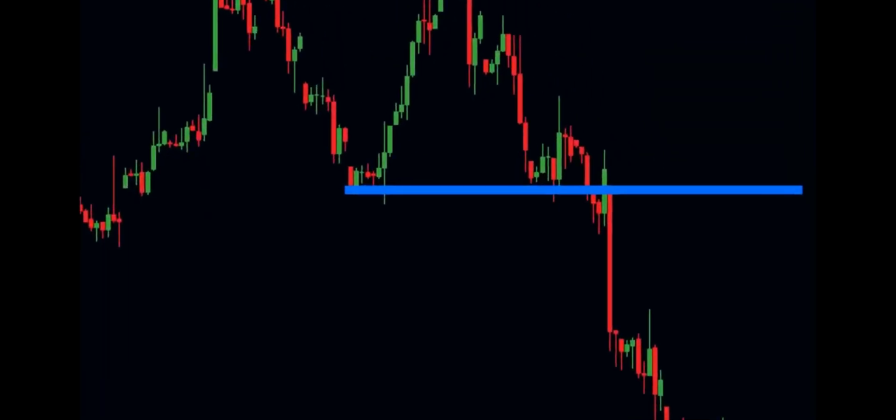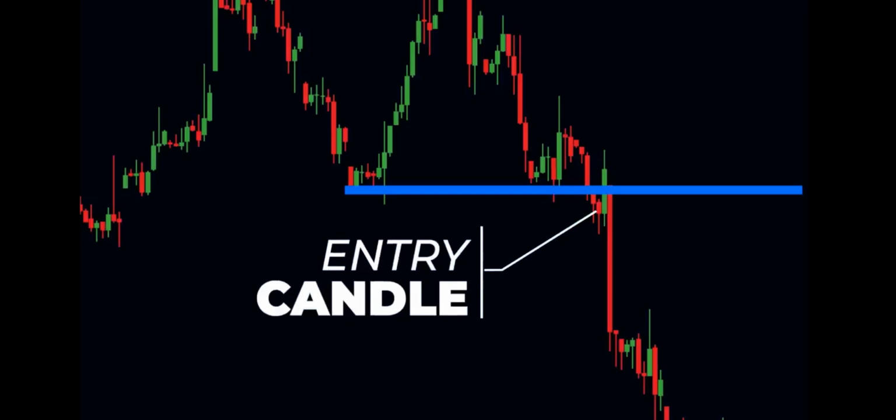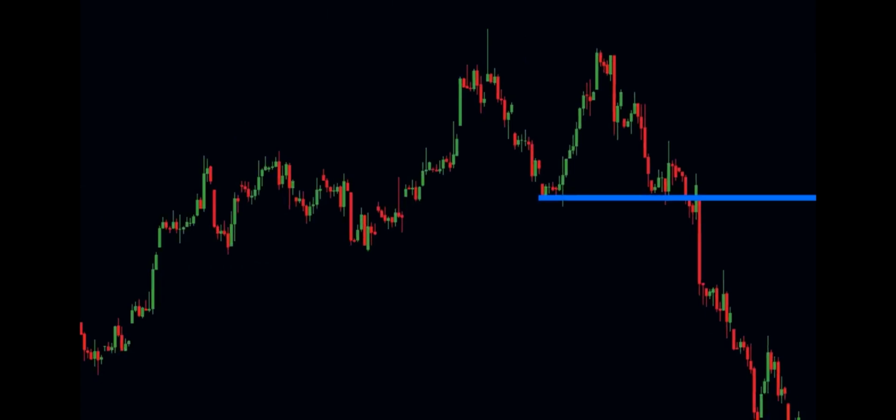As the price comes near the neckline, we see that the price tries to move up. But that results in failure, and finally on this candle, we see the price breaks and closes below the neckline. This will be our entry candle. We will enter a sell trade at the close of this candle. We will keep our stop loss between our point B and point C.